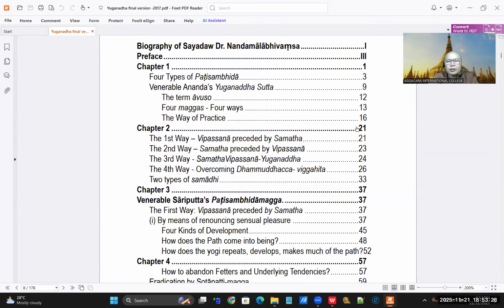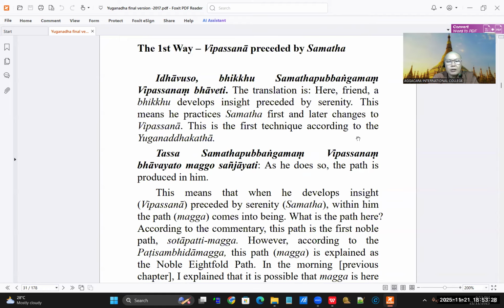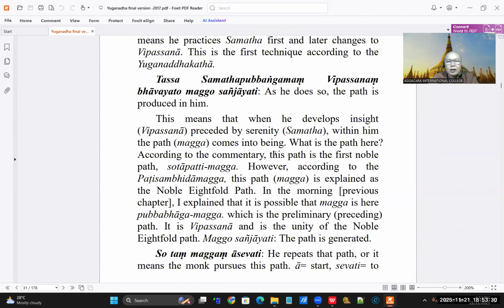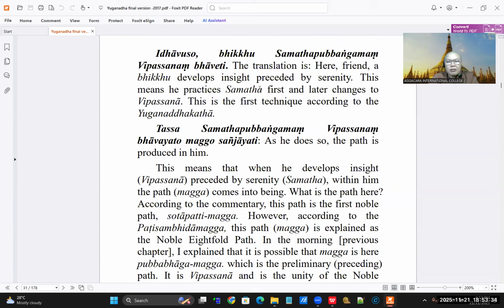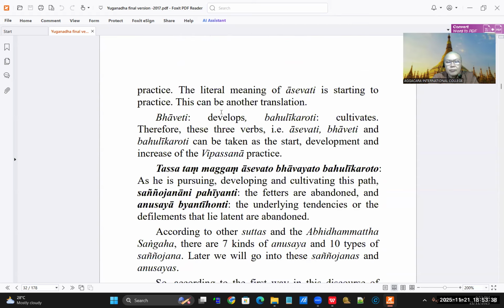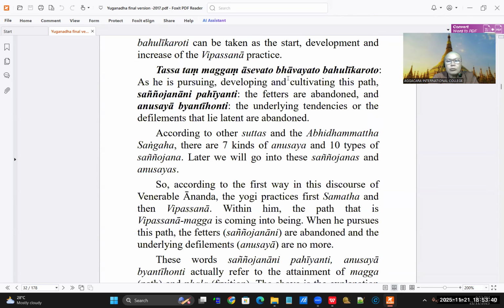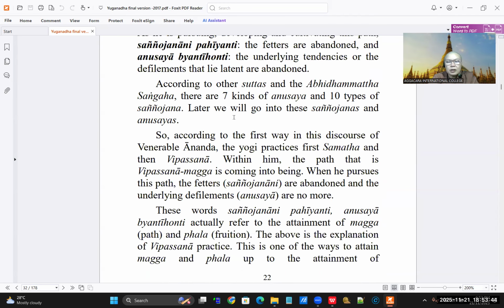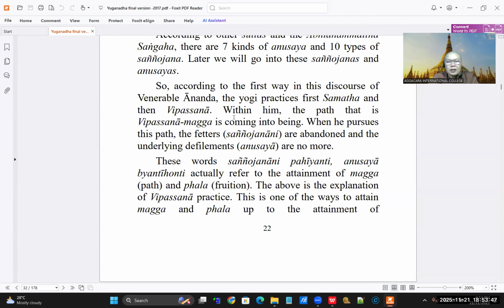Basically, in this book, it tells you what is the first way, second way, right? So after that, when he practiced the samatha, first change it to vipassana, right? So he needs to remove all the fetters, all the defilements, and so on. So after that, then the vipassana comes to him.